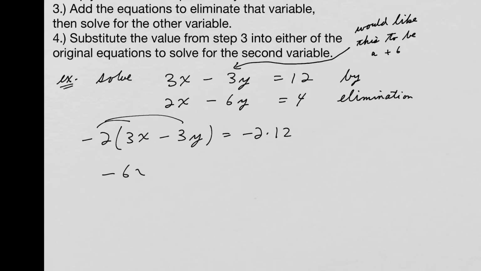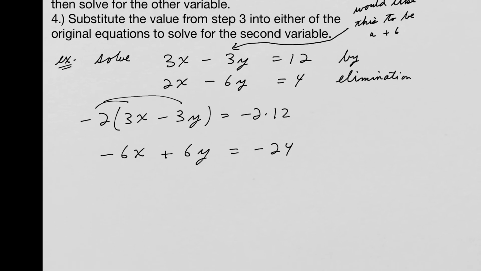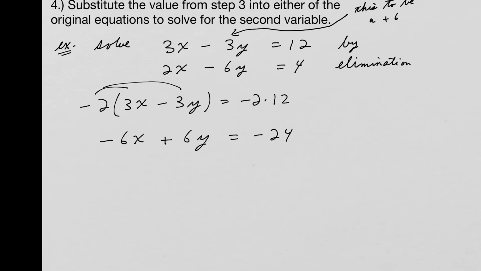So I have -6x plus 6y is equal to -24. So it's the same equation as before. I just changed it slightly by multiplying both sides by some constant, right? It doesn't change the graph of it. It'd be the exact same linear equation. But now I have a +6 in the location that I want it to be in, right? So now the second equation I can write down again underneath it. We didn't have to multiply that by anything.